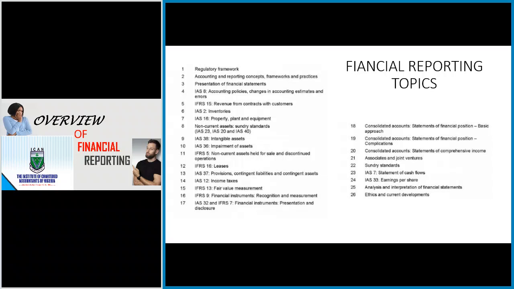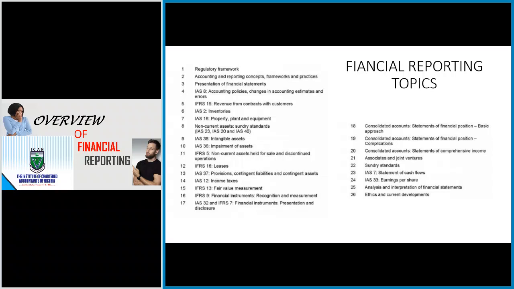Then the next topic is about non-current assets held for sale and discontinued operations. So these are assets that we are no longer looking to use in the nearest foreseeable future, and we are holding on to them to be sold off. So how should we account for them and the like? This we need to know under IFRS 5.